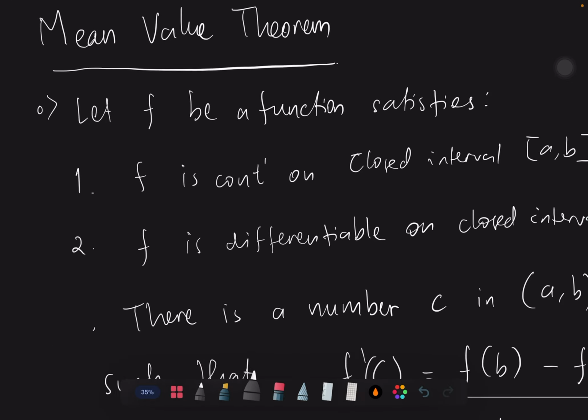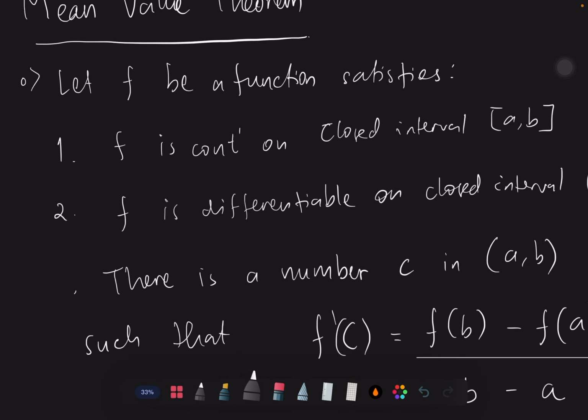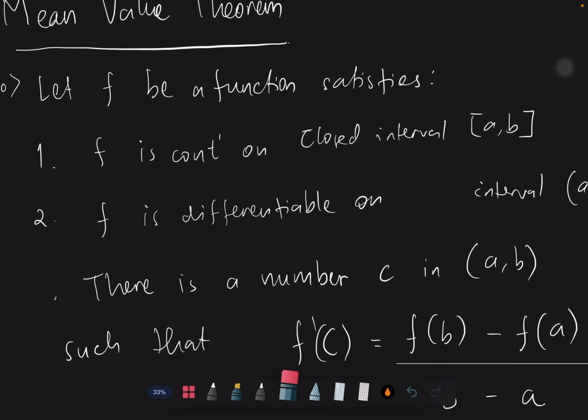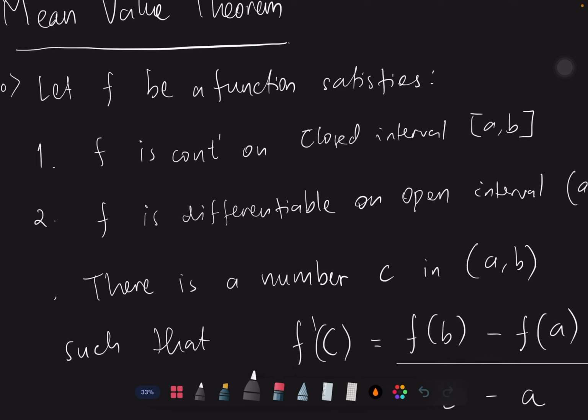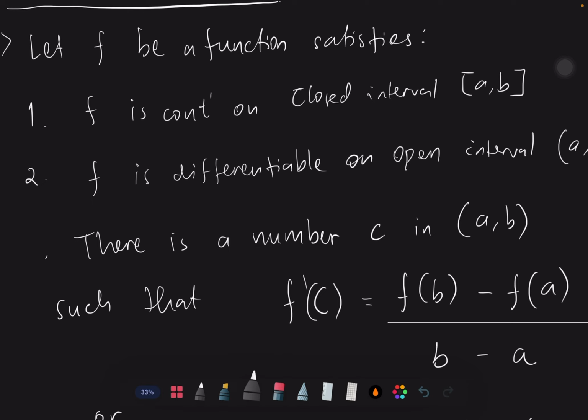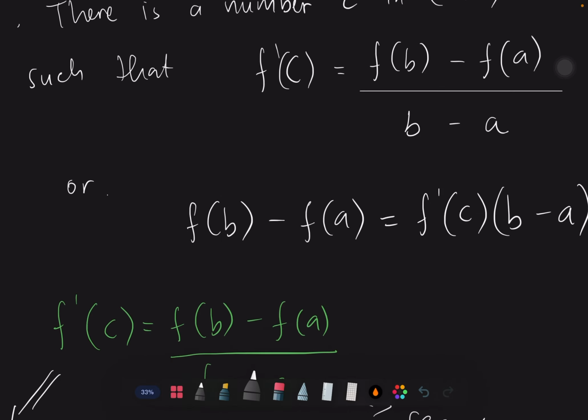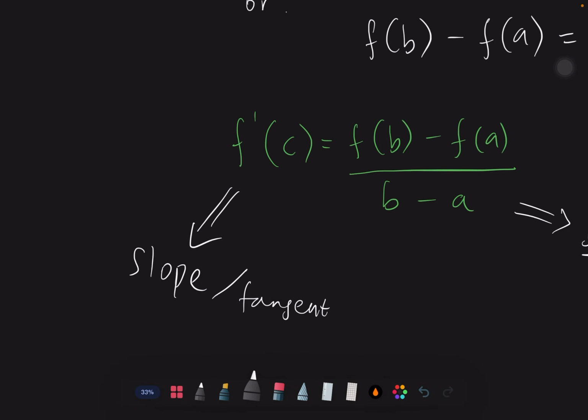So let f be a function that satisfies that f is continuous on the closed interval and f is differentiable. Oh, sorry, it should be an open interval. This should be the open interval (a, b). There is a number c in (a, b) such that f prime of c is equal to f of b minus f of a divided by b minus a. This means that this is our slope, like I mentioned here. So this is a slope.